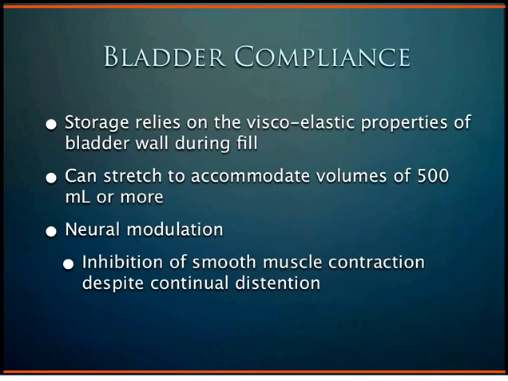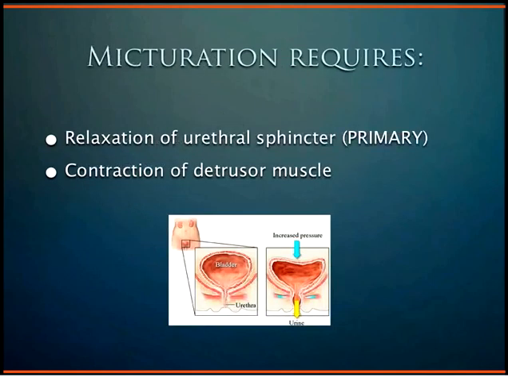Impressively, this organ can stretch, allowing filling volumes of 500 milliliters or more. But it is the inhibition of the detrusor action that allows, through complex neural modulation, the bladder to fill. Now, micturition occurs through a combination of urethral sphincteric relaxation as well as contraction of the detrusor muscle. After voiding, there should be little or no urine remaining in the bladder. The remaining urine is termed the post-void residual.